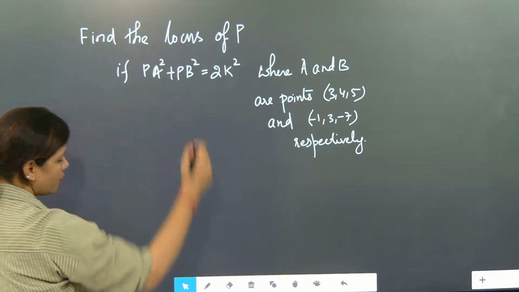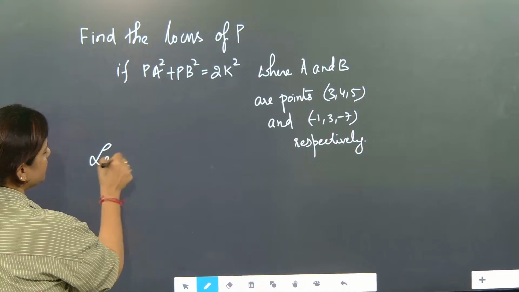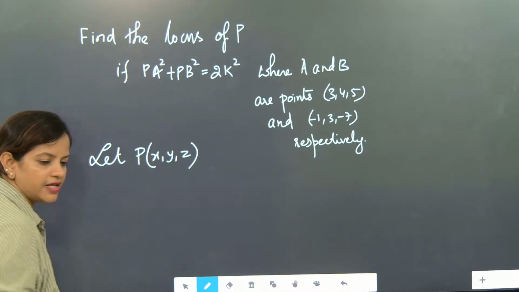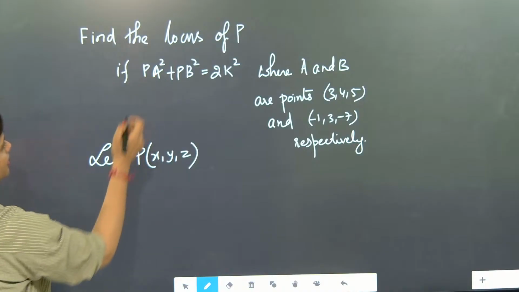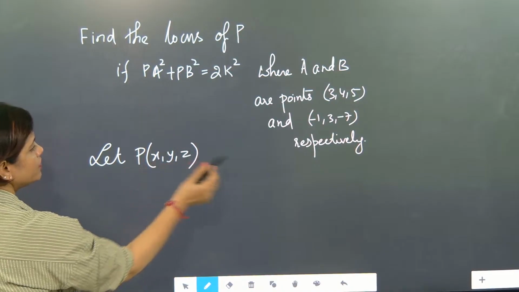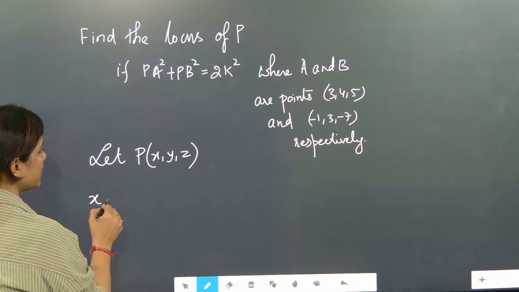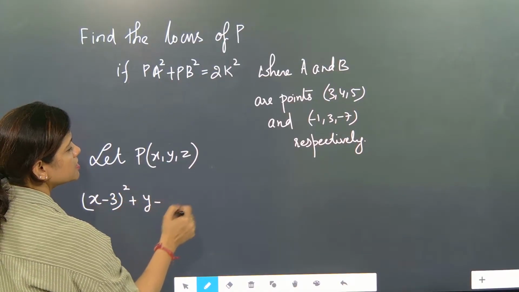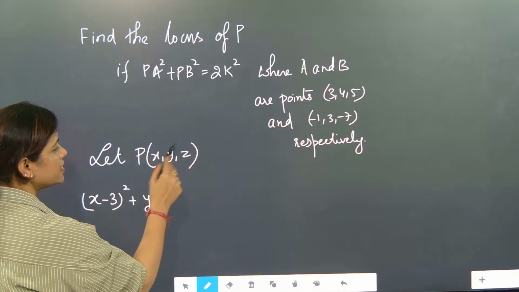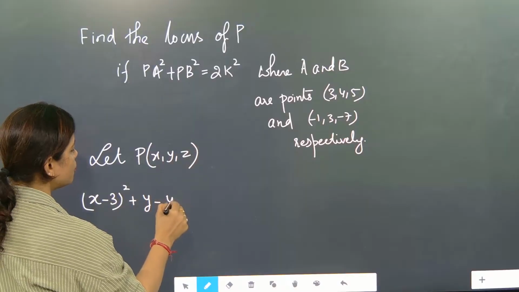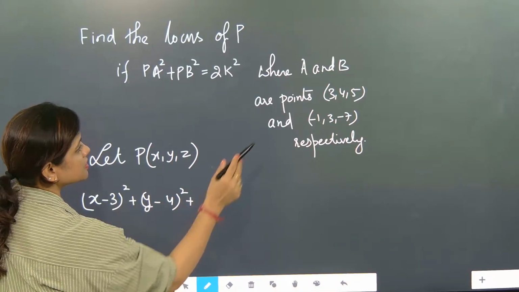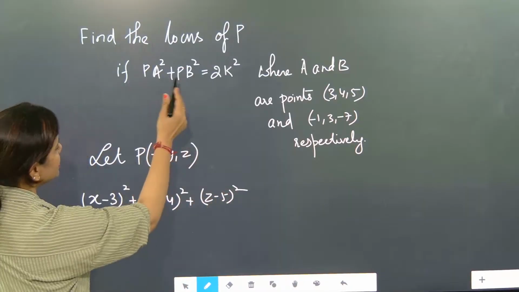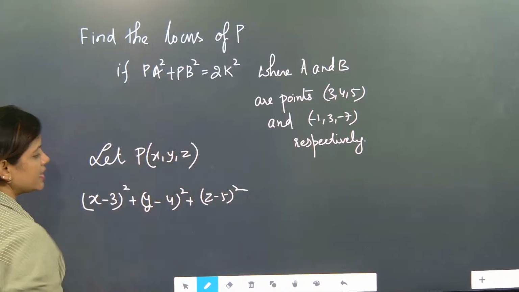So here let the point P be alpha, beta, gamma. P itself we will take as an arbitrary point x, y and z. Now its distance. So PA, beta, its distance with A will become (x minus 3) whole square plus (y minus 4) whole square plus (z minus 5) whole square. This will become PA square, because root and square get cancelled.